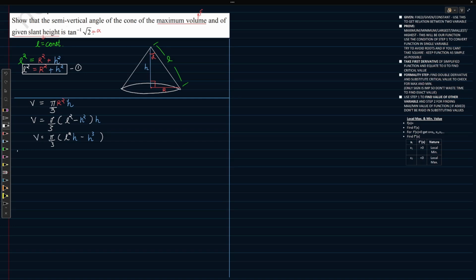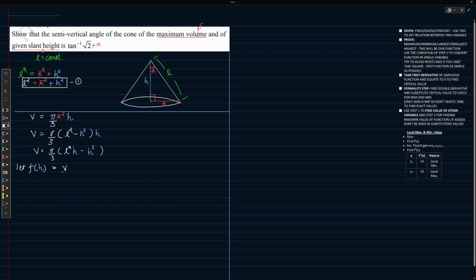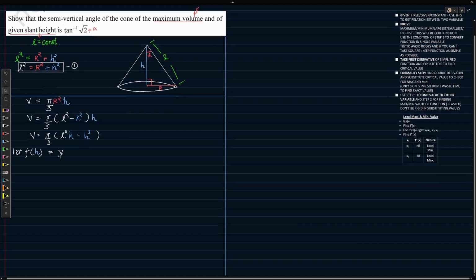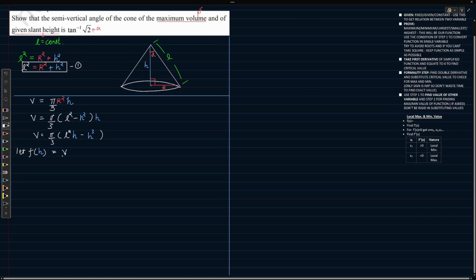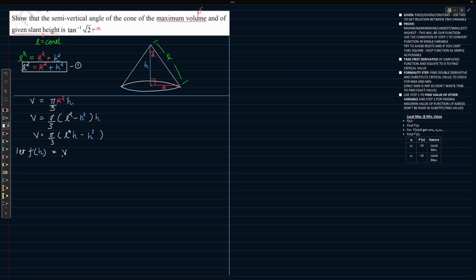Done. So let f of h equal our v. Done. Next step: differentiation. So we'll find f dash of h. Pi by 3 is constant. L square is constant. Differentiation of h is 1, minus 3h square.